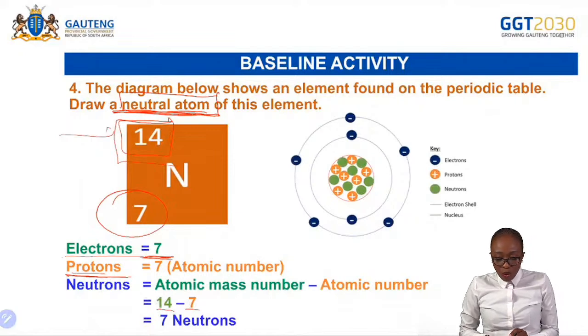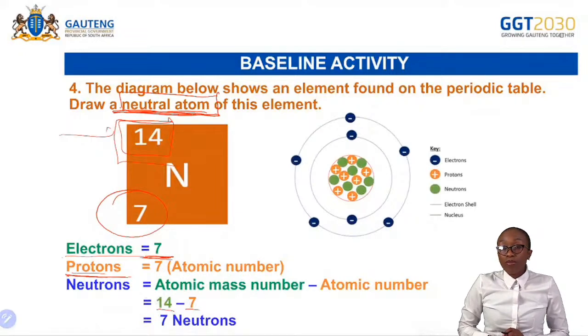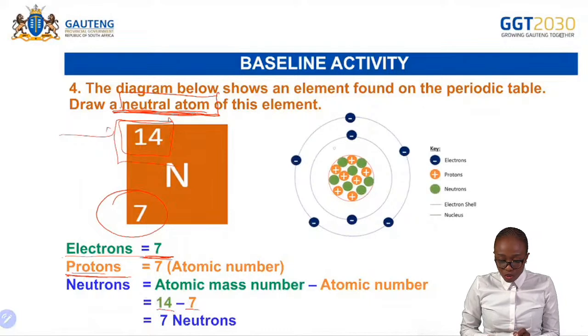Now, where are we supposed to draw the protons? We're supposed to draw the protons within this zone. This zone is called the nucleus, which is found in the center of an atom. According to our key, our protons are the orange circles that have the plus sign in the middle. Remember, plus sign means positively charged. So protons carry a positive charge, and to identify them, we will add a plus sign in the middle of the orange circle.